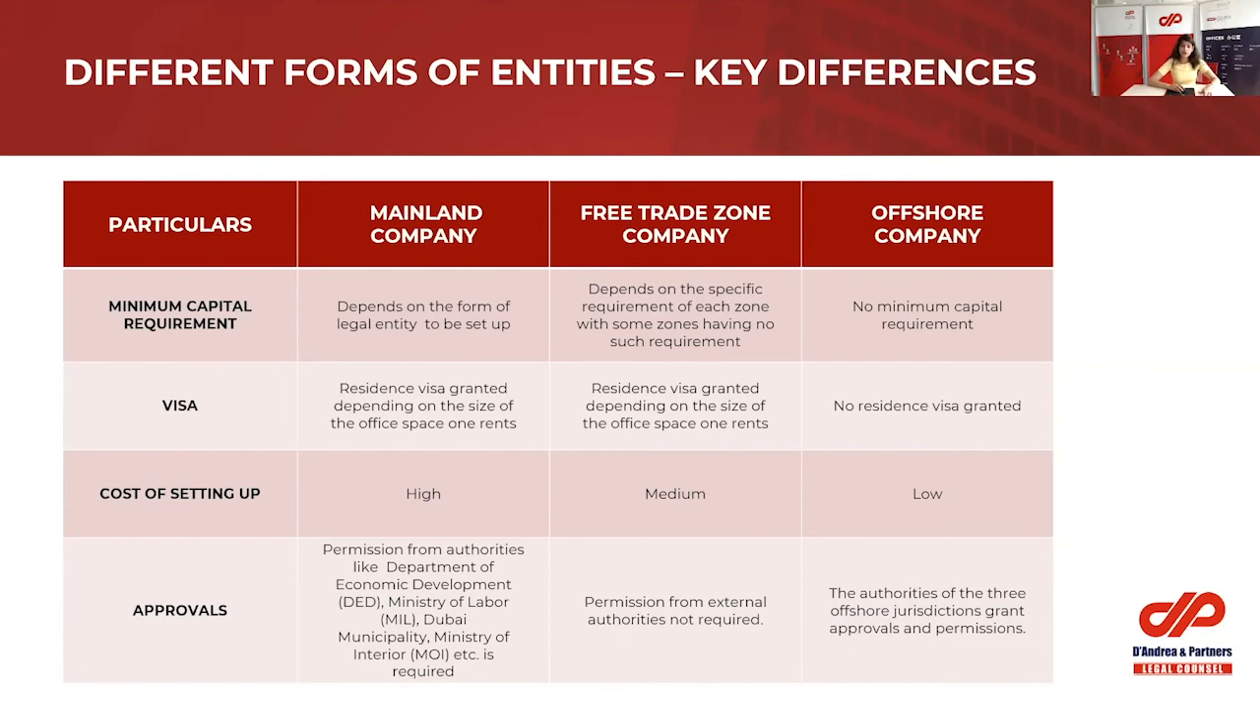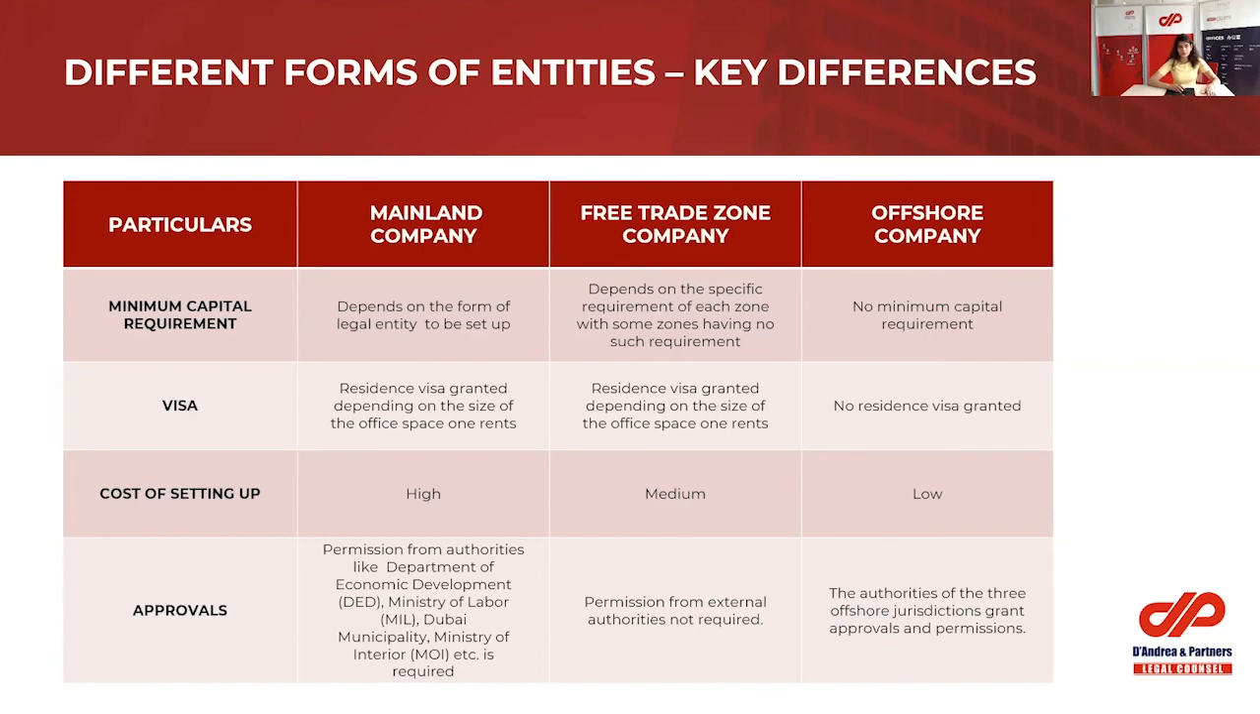Now, most importantly, what is the cost of setting up each of these companies? For a mainland company, the cost of setting up is high, like I mentioned, because there are more approvals required. You need to have a local Emirati partner. But I'm assuming the size of your operations would be much higher if you set up a mainland company. So the cost of setting up is also higher. Second, for a free trade zone company, the cost is medium. And third, for an offshore company, the cost is low because the operations that you have are very limited.